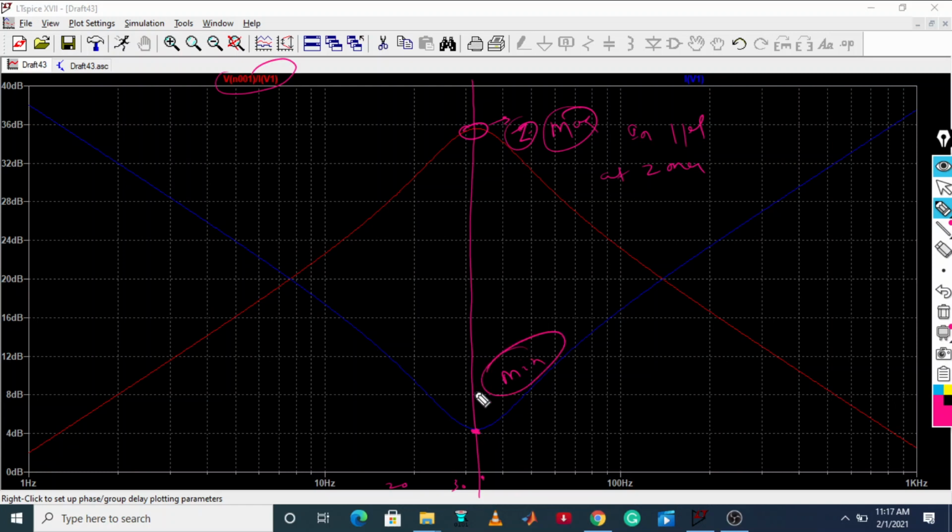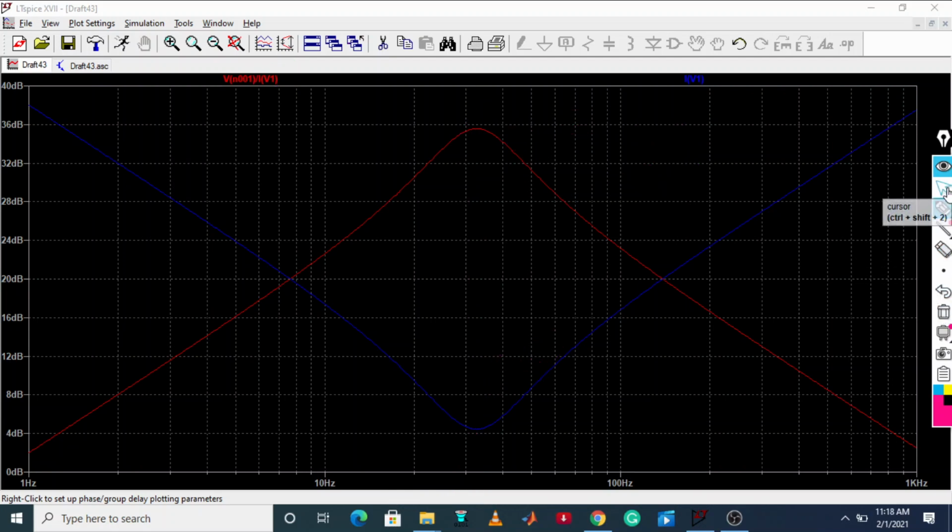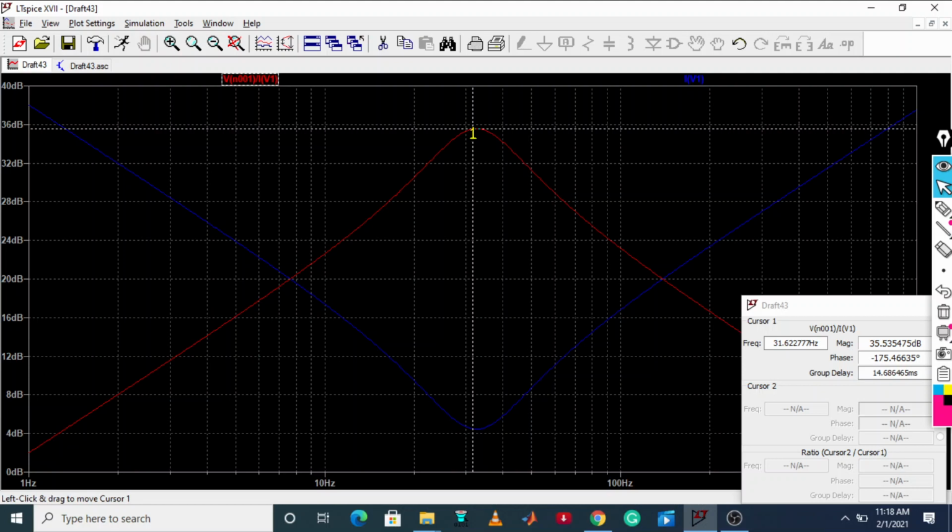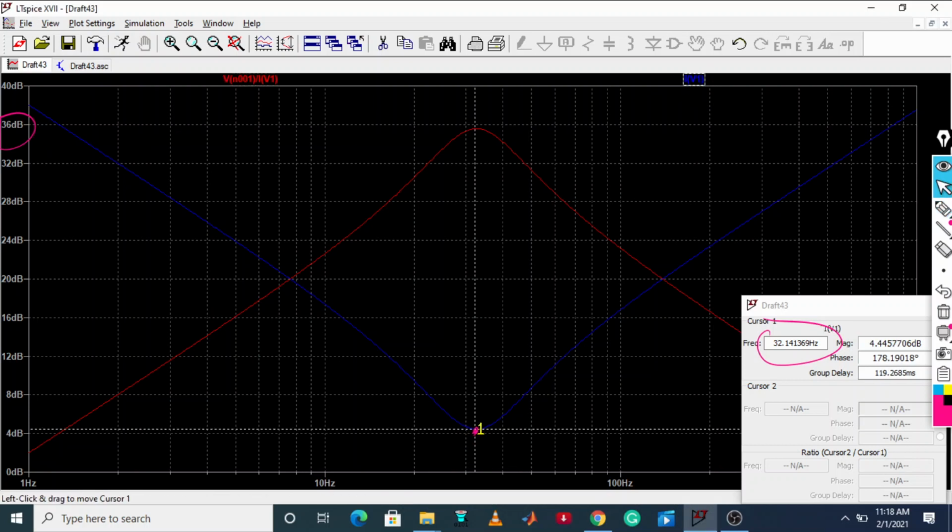Now if you want to check it with the cursor, let me delete all this. Just click over here. This will be 32.5 only. Around this value you are going to get the maximum impedance, which we have calculated in dB only, not in ohm. And if you see here also, we are going to get the minimum current. For that just go here and click here. This point will be at 32.4, it is 4.44 dB.